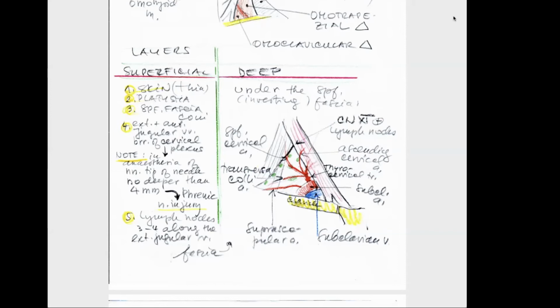And note please that the subclavian vein lies in front of the scalenus anterior. So that's why it doesn't pass through the interscalenic fissure, just the artery plus the brachial plexus. So these are the structures found under the superficial investing fascia. So these are the deep structures.